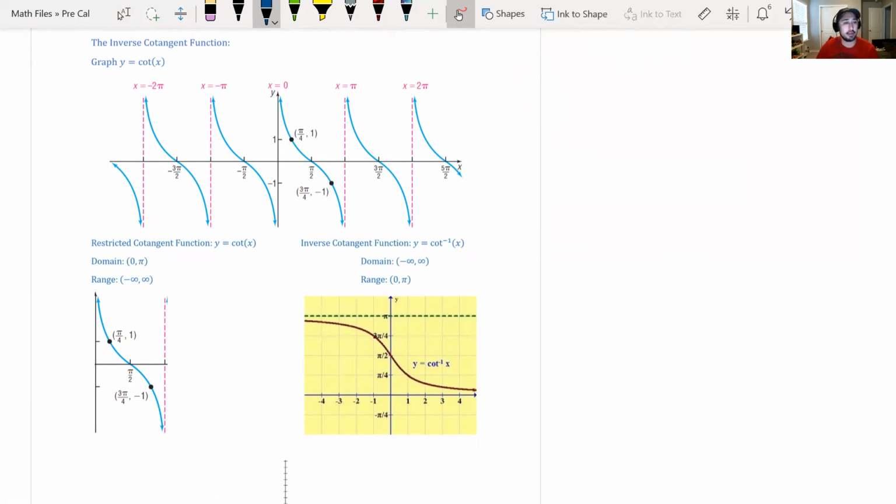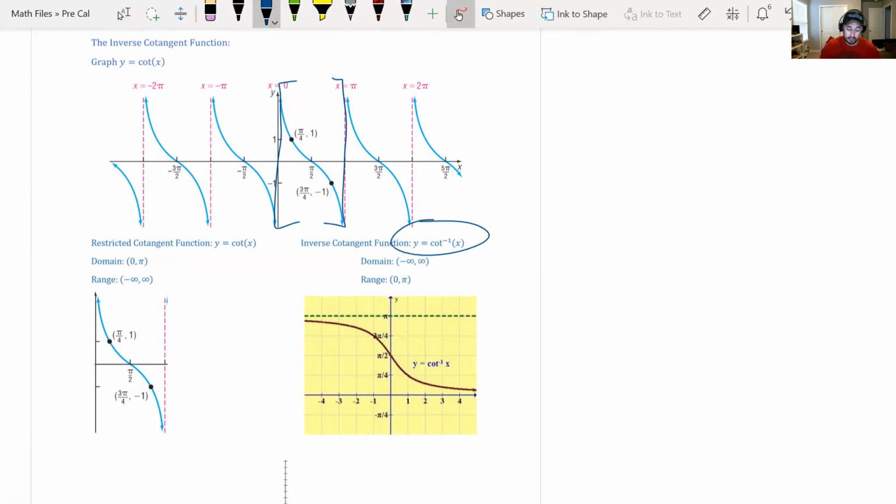See, that's the beauty about it. We get to do it as long as it makes sense. So the most common restrictions for the cotangent function are going to be from 0 to pi, right there. And it just so happens that 0 and pi are both vertical asymptotes. That's where our domain comes in down there. 0 to pi, parentheses, not included. And if we find the inverse, there's the inverse cotangent function.